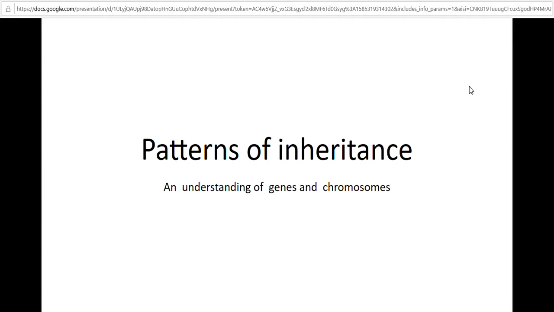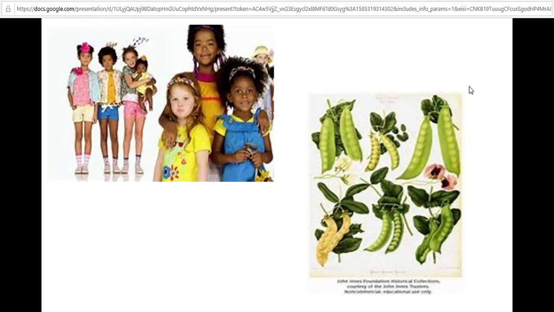Hey, one of you requested that I explain the patterns of inheritance myself, so I'm going to try my best. But before I do that, I really need reassurance that you still retain and understand what genes and chromosomes are. So here we go. A gene is basically a sequence of nucleotides in our DNA that codes for a certain trait or different traits.